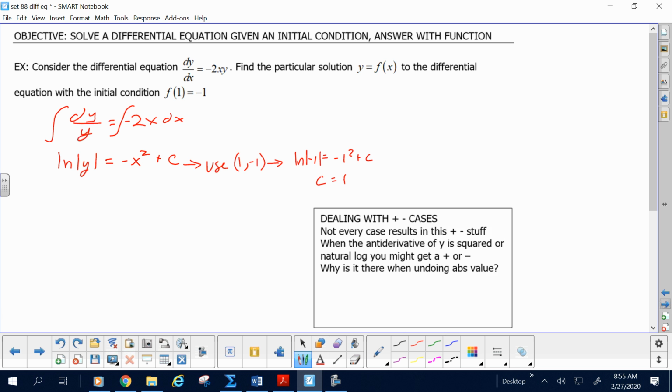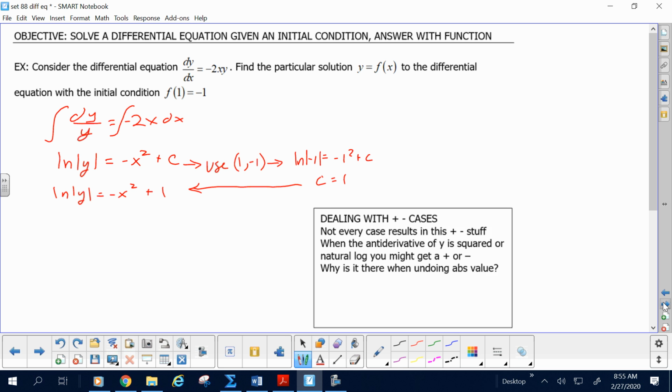C is 1, yeah? Natural log of absolute value of negative 1 is log of 1, which is 0. So if I move the 1 over there, I get c is 1. You follow? All right, so I'm going to go back to where I left off and put in that c. Log of absolute value of y is negative x squared plus 1. Everything going so far, so good? All right, cool. There's one more easy step, and then things get wacky.